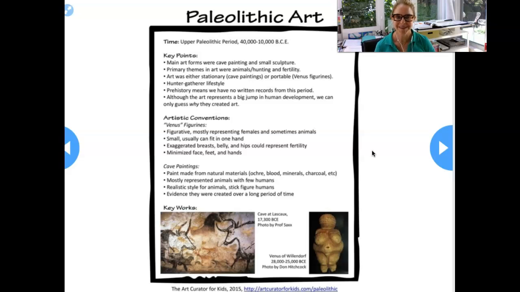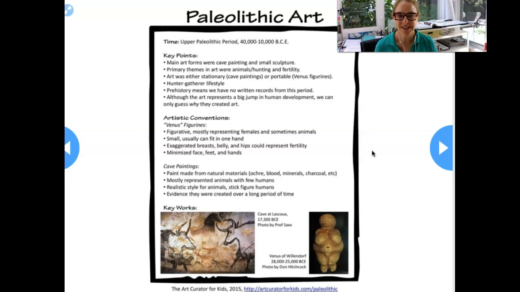Prehistory, as I said, means we have no written records from this period. And although the art represents a significant jump in human development, we are still not 100% sure what the art was used for, why they made particular paintings, because there is no recorded history, right? So we're guessing. We're guessing.